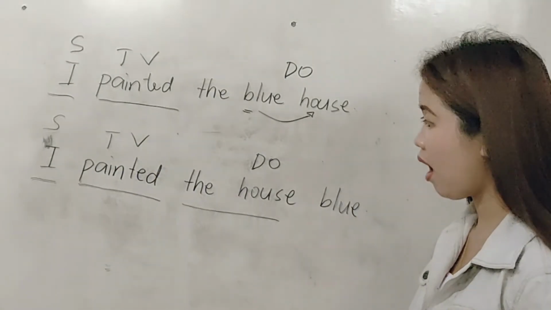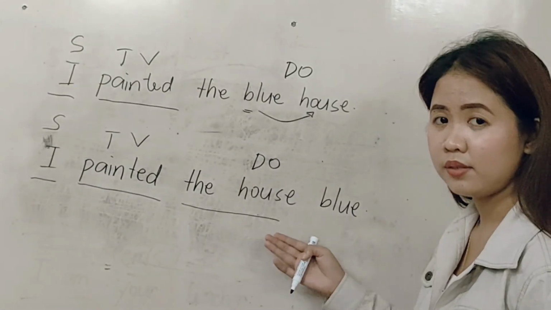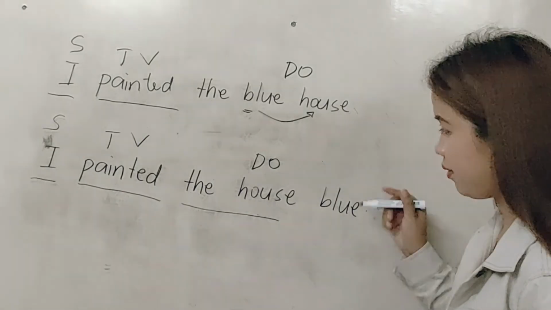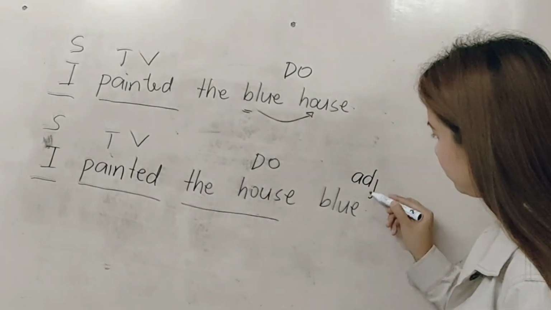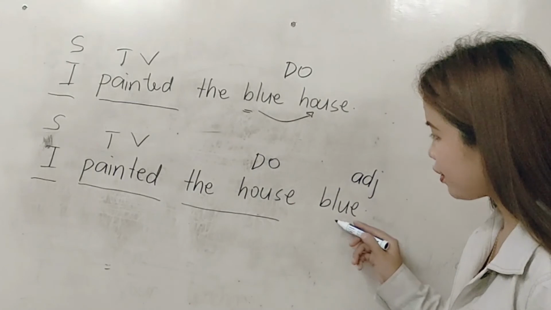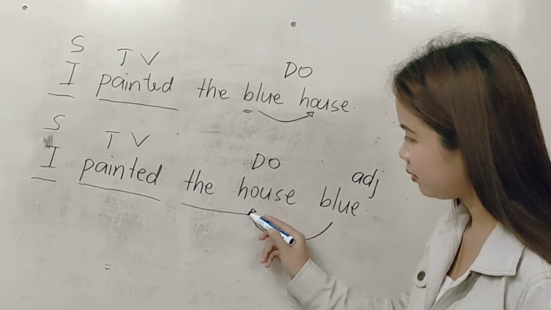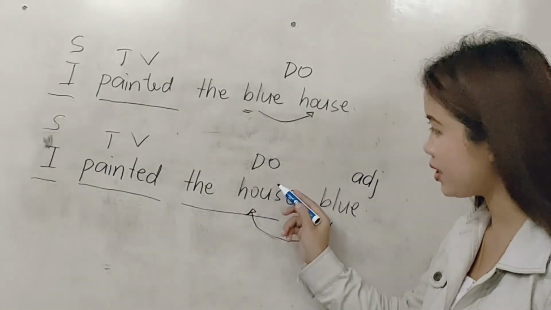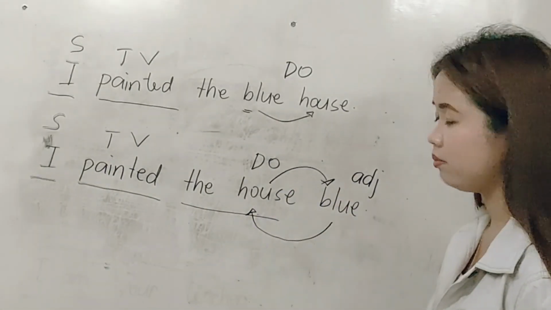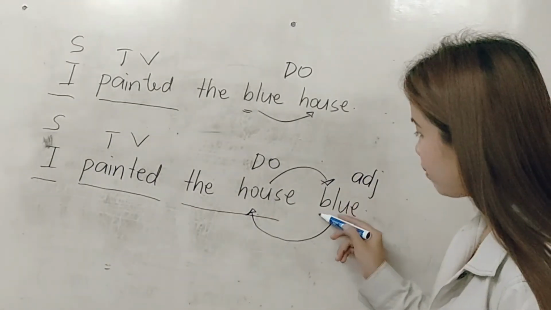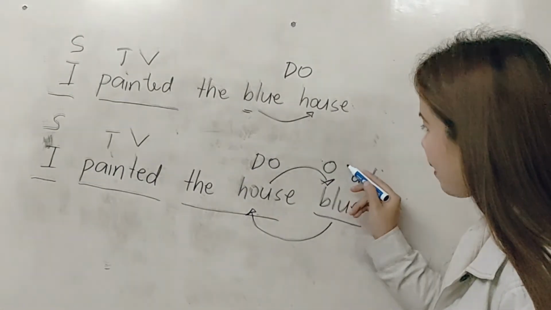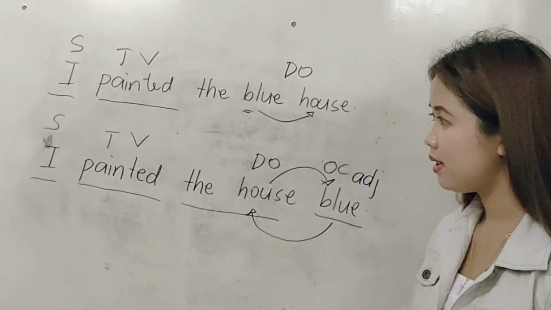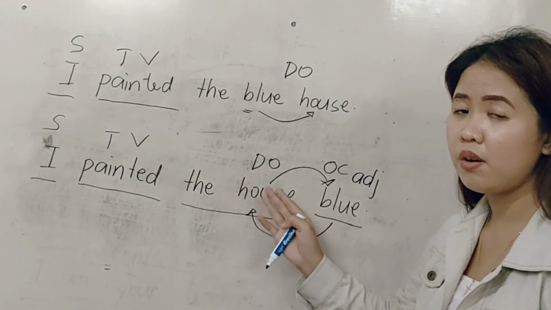Now, what is the color of the house? The answer is blue. Blue is an adjective which pertains to the house, the color of the house. And what is the color of the house? The answer is blue. Therefore, the word blue is the objective complement of the direct object. Our pattern is STV-VOOC.